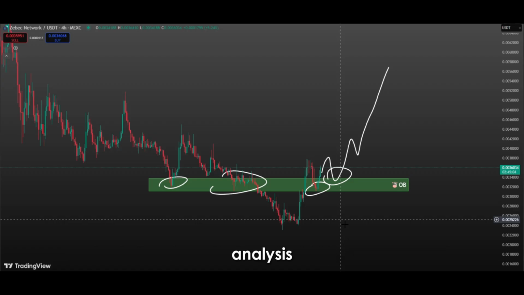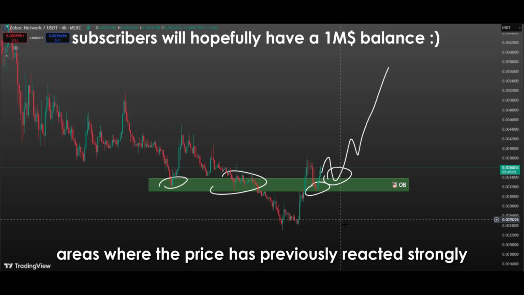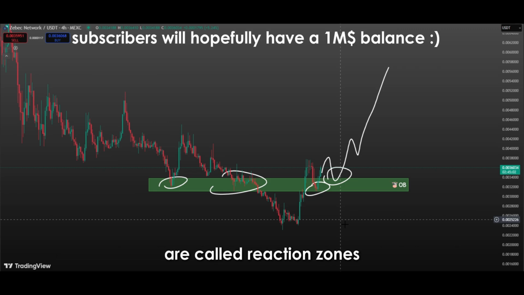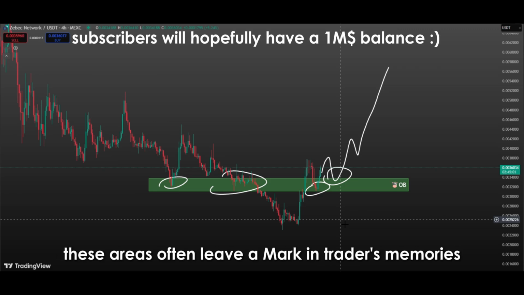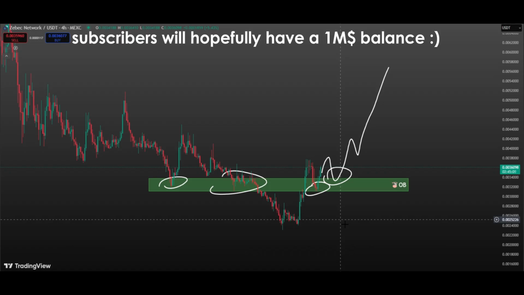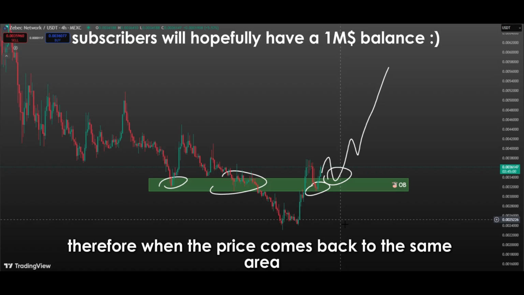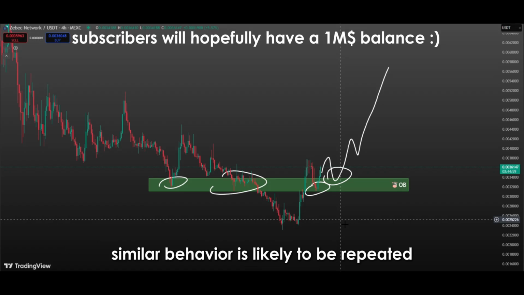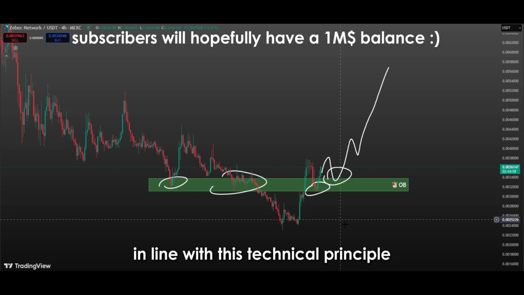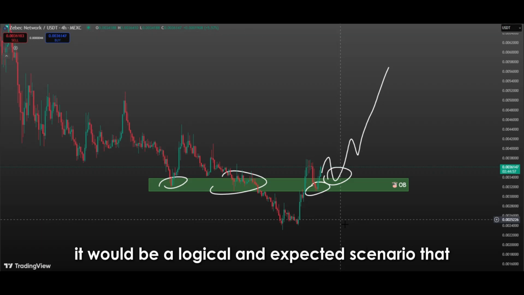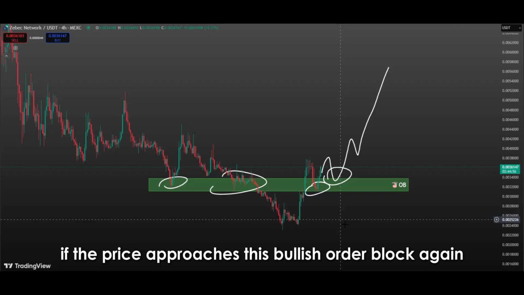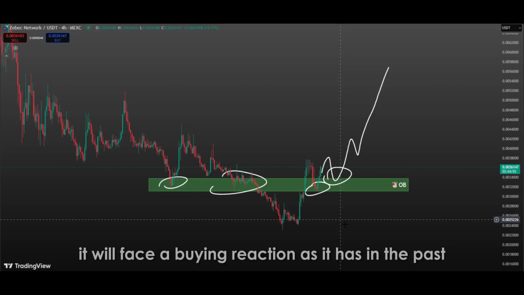In technical analysis, areas where the price has previously reacted strongly are called reaction zones. These areas often leave a mark in traders' memories. Therefore, when the price comes back to the same area, similar behavior is likely to be repeated. In line with this technical principle, it would be a logical and expected scenario that if the price approaches this bullish order block again, it will face a buying reaction as it has in the past.